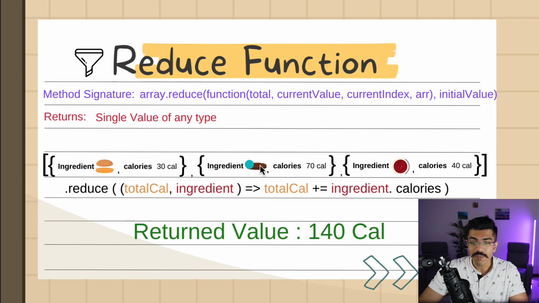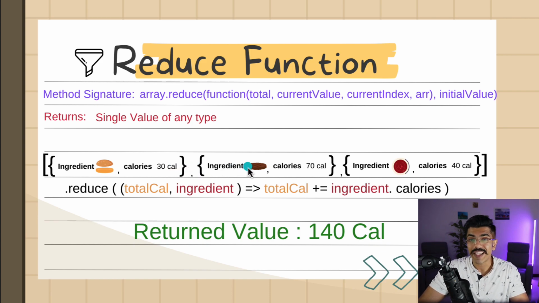Okay, let's just take a simple example over here before we see the coding part. So in this you can see I have an array of ingredients and calories. So the ingredients is basically a bun, then you have the burger and some sauce, and the calories of each of the items are also mentioned here. Now we're trying to basically find out the total calories over here.